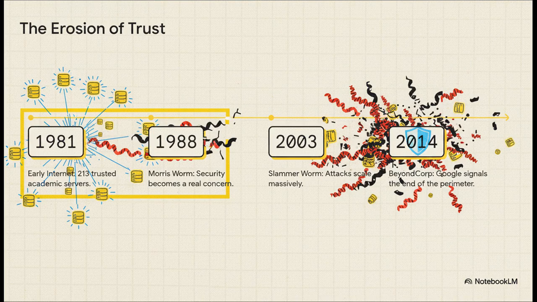I mean, think about it. In 1981, the entire internet was a tiny club of just 213 servers, mostly at universities. Everyone kind of knew each other. But by 1988, bam, the Morris worm hits, and suddenly security is a real thing we have to worry about. Fast forward to 2003 with the Slammer worm, and we saw that attacks could scale to an insane degree. But the real nail in the coffin was 2014, when Google published their BeyondCorp paper. That was the signal that the old model, the trusted internal network, was officially dead.